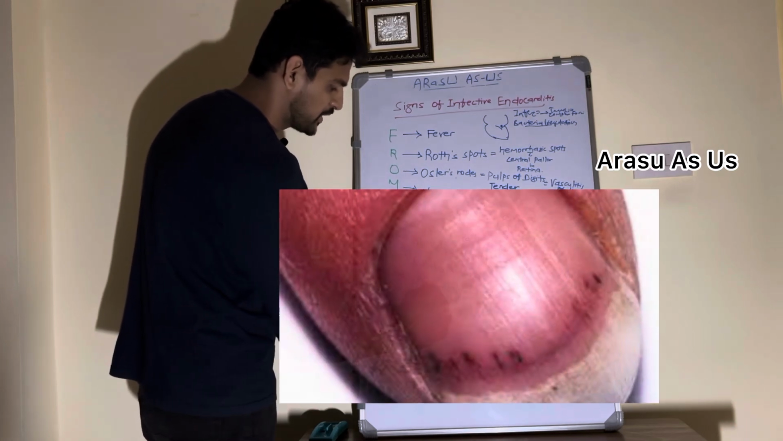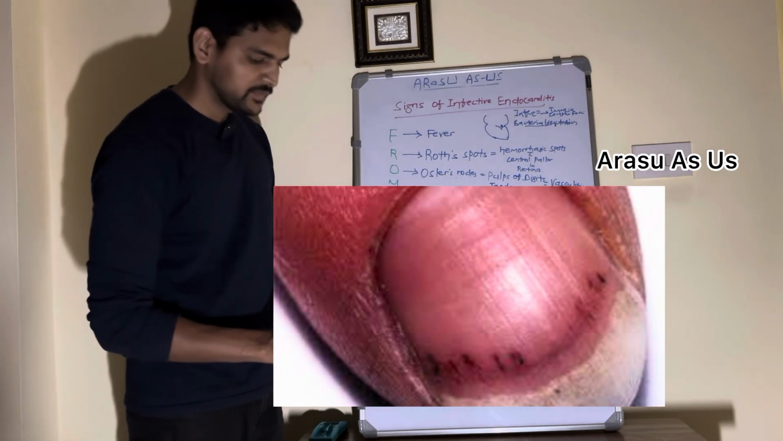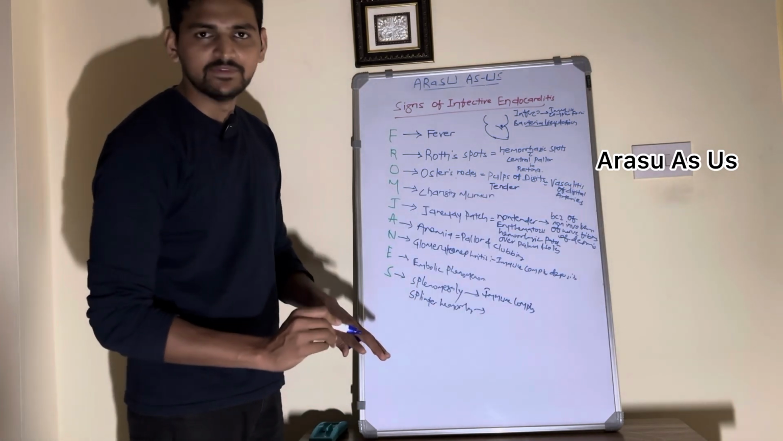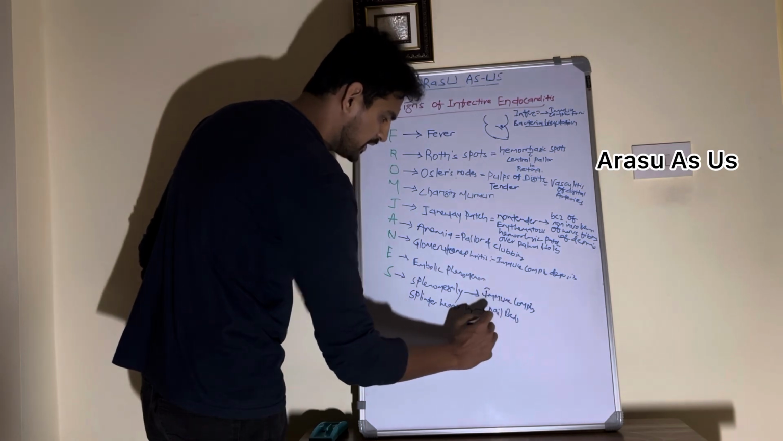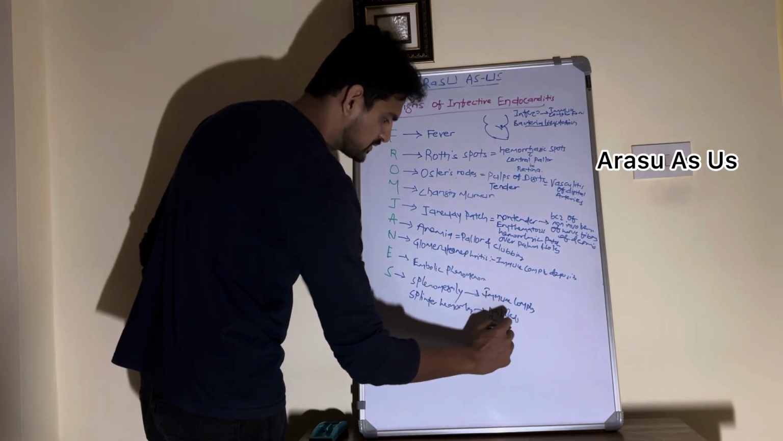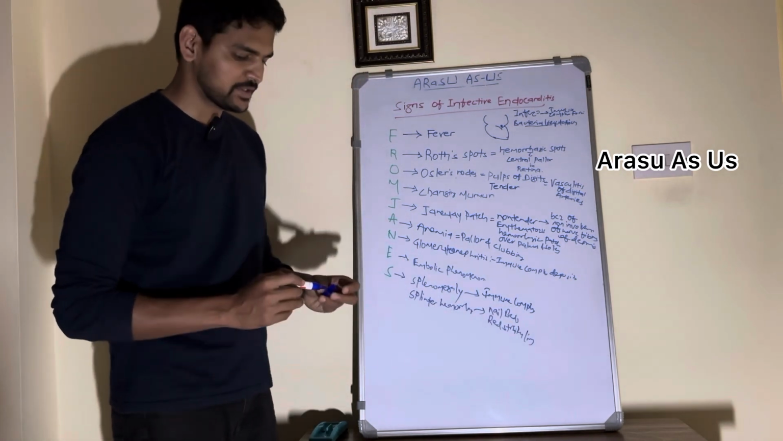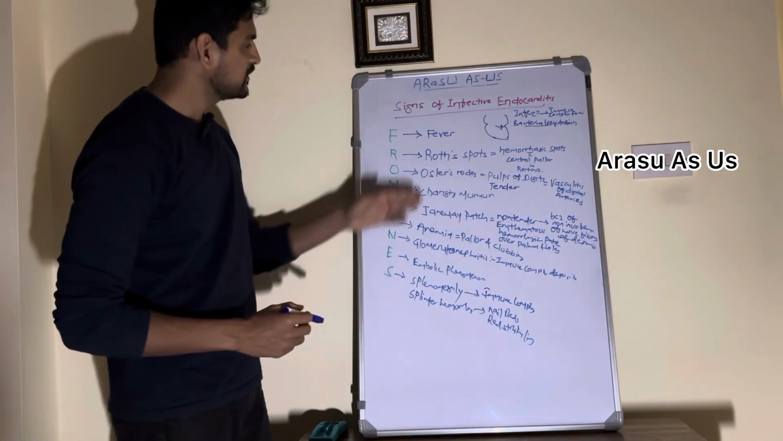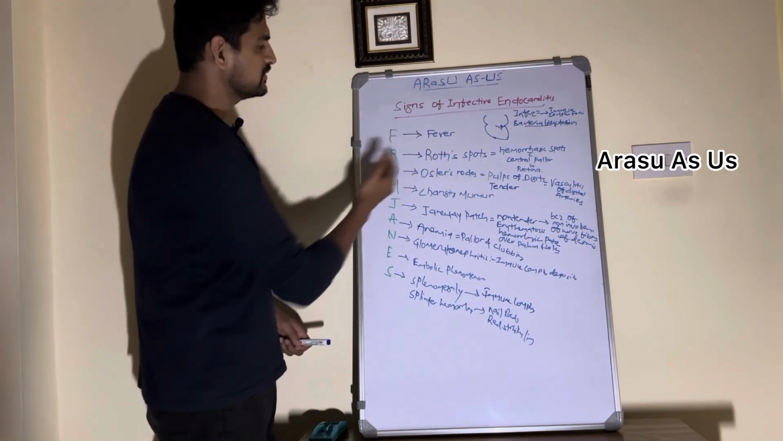Then one more S stands for splinter hemorrhage. That is, in the nail bed, we will be able to see red streaky lines. Nail beds will have red streaky lines suggestive of splinter hemorrhage. So these are the things suggestive of infective endocarditis. This is just to remember the features of infective endocarditis.